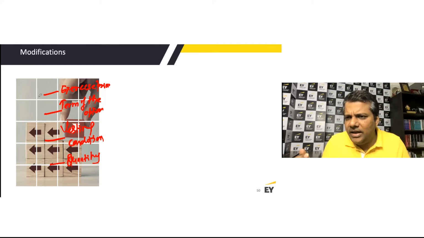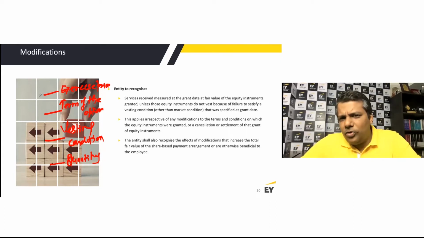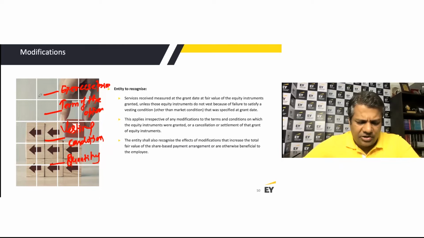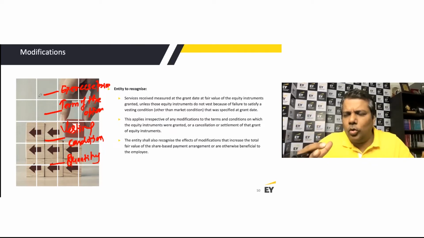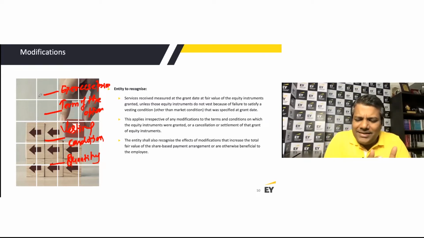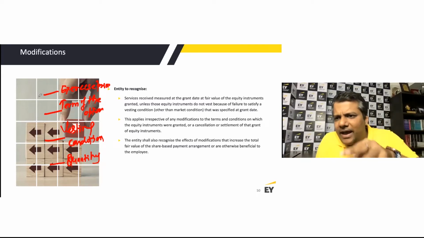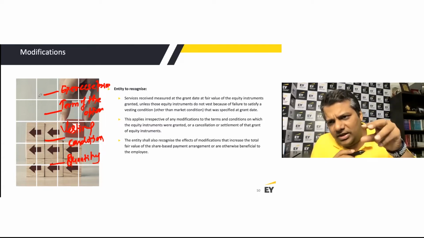Now, if you realize that the share price itself has depressed and it is no longer serving any meaning, the arrangement is not even worth its weight, as we call it, then I need to revise, I need to modify the terms and conditions, okay? So if you were to modify the terms of the arrangement, then you need to determine your original compensation cost anyway, okay, because that was known on the date of the grant, plus the increase in fair value on the date of the modification is what you need to record.